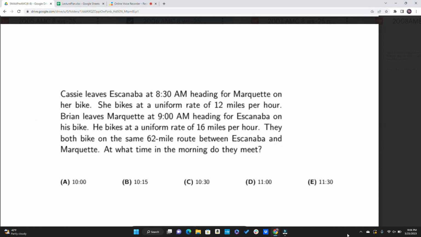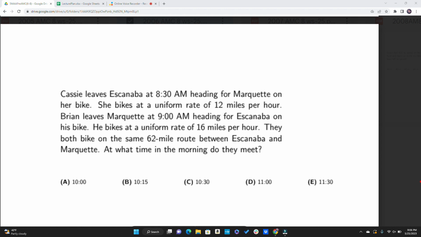Okay, Cassie is going to leave a town at 8:30, heading for another town on her bike. She bikes at 12 miles per hour, and then Brian leaves the second town at 9, heading for Escanaba on his bike. He's biking at 16 miles per hour. If they both bike on the same 62-mile route, at what time in the morning do they meet?